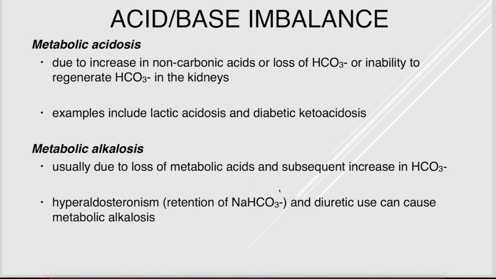Metabolic alkalosis is typically due to the loss of metabolic acids, and then you have an increase in bicarb. An example here: hyperaldosteronism results in the retention of sodium bicarbonate. If you retain bicarbonate, obviously that's a base, so pH will go up. Diuretic use can cause metabolic alkalosis as well. Even vomiting sometimes, when you lose that stomach acid, can result in metabolic alkalosis.